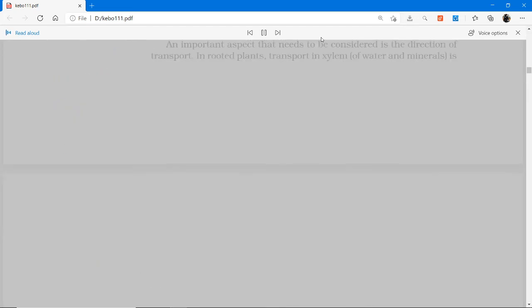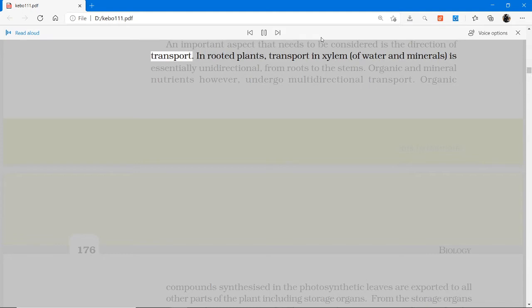An important aspect that needs to be considered is the direction of transport. In rooted plants, transport in xylem, of water and minerals, is essentially unidirectional, from roots to the stems. Organic and mineral nutrients, however, undergo multidirectional transport.